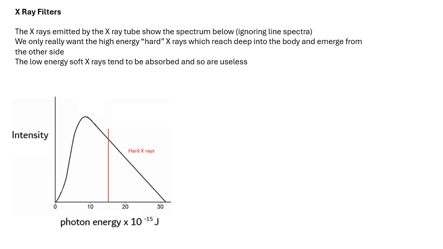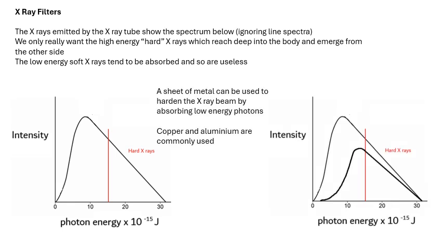They don't reach deep into the body. They don't come out the other side of the body, so they don't contribute to the image at all. So if we can get rid of them and just use the hard X-rays, that would be great. So what we do is we use a filter, and the filter is usually just a sheet of metal, maybe some copper or some aluminium, and that absorbs the low energy photons. And so what gets through is just the hard stuff. If you look at the effect on the intensity, the hard X-rays will get through, and the low energy photons will mostly be absorbed. And that's a filter. We say it hardens the beam.